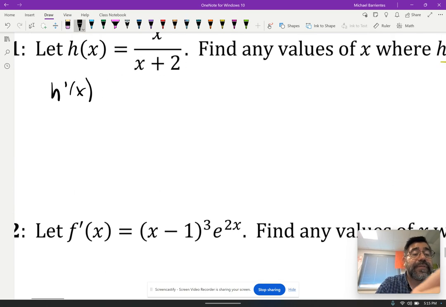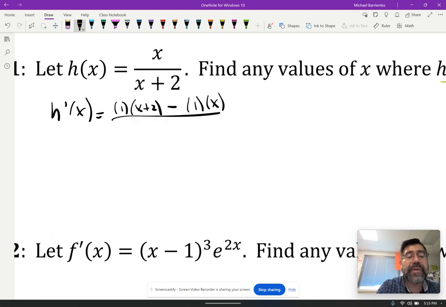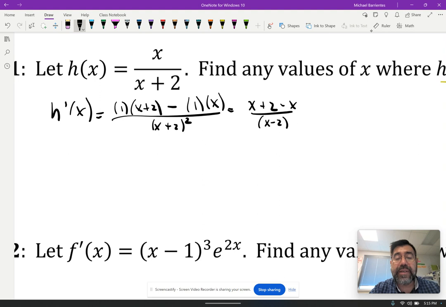But let's find the derivative of this. Well, I have a division here, so this is a quotient rule. I'm going to take the derivative of the top times the bottom minus the derivative of the bottom times the top, all over bottom squared. Do I need to write all this? Maybe not. You can probably do some of it in your head because the next line would give me x plus 2 minus x, and that's going to make the x's cancel out, so I'm left with 2 over x plus 2 squared. I think I lost the plus there. There you go. So here's my derivative.